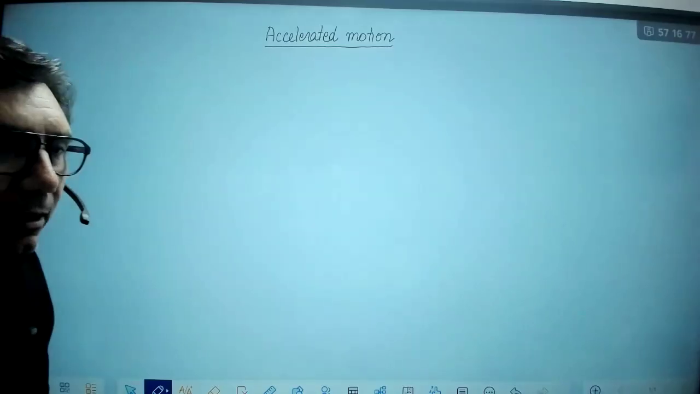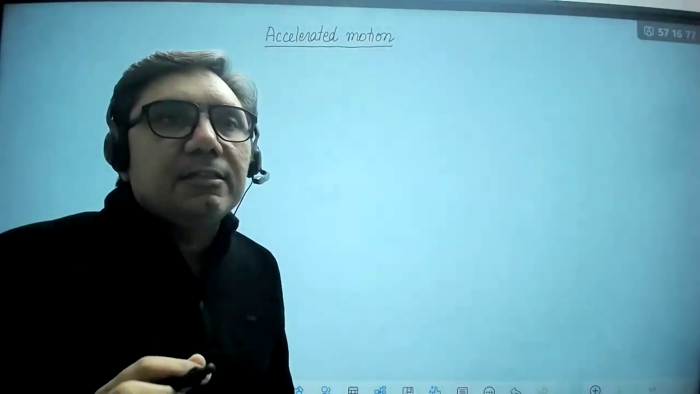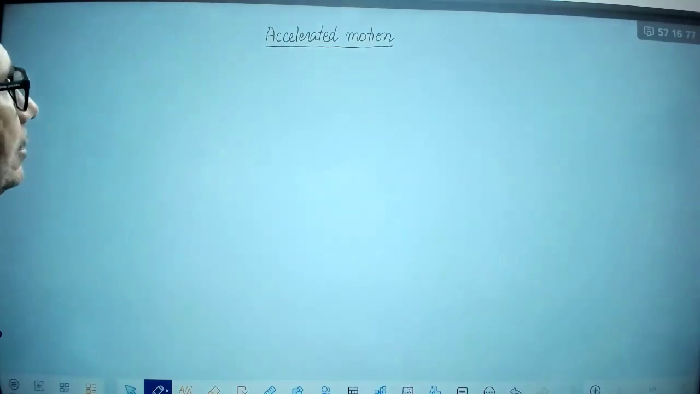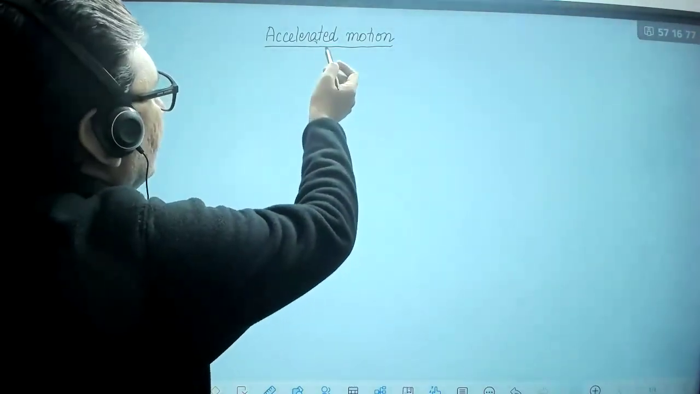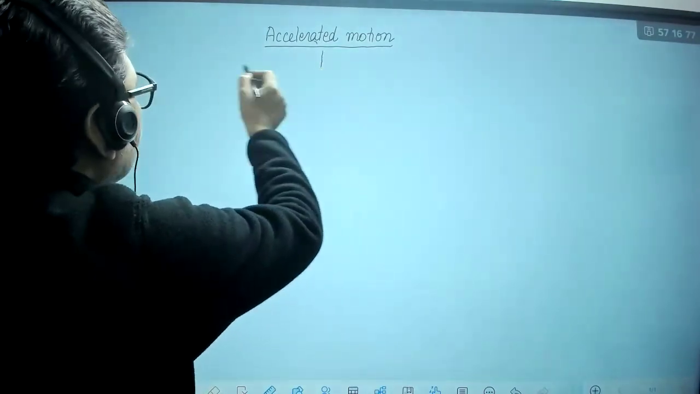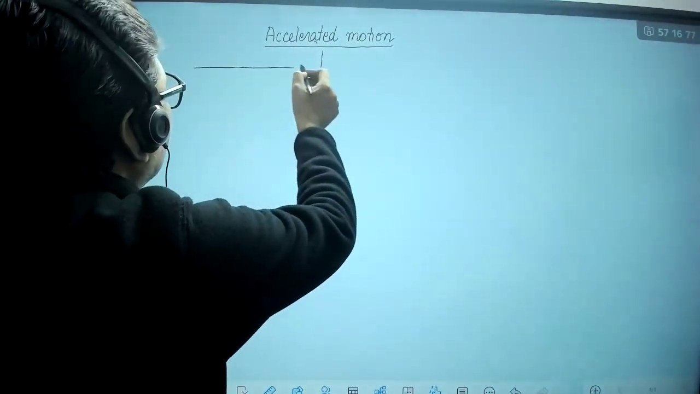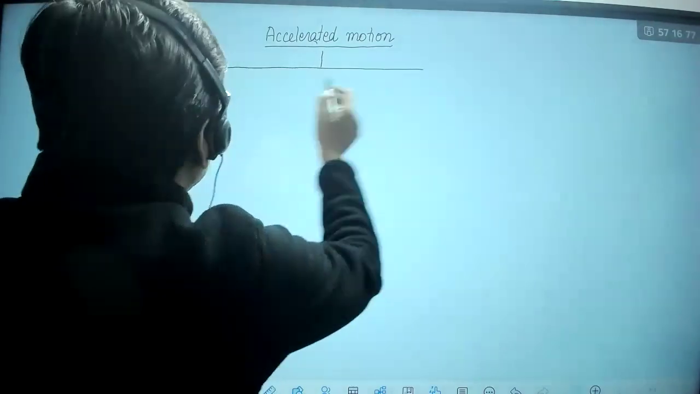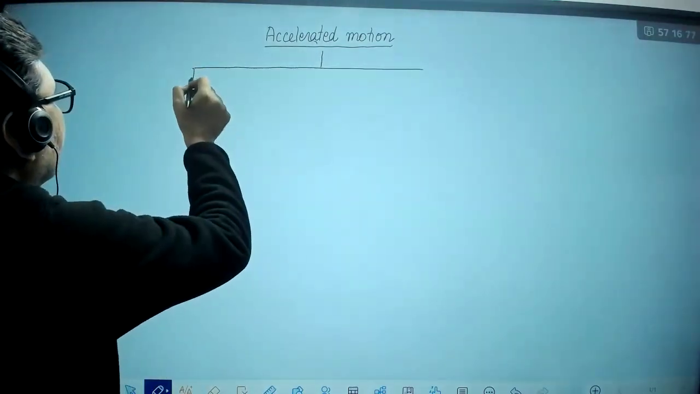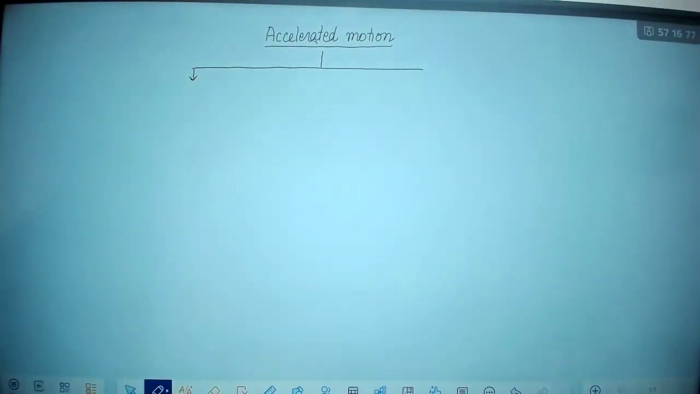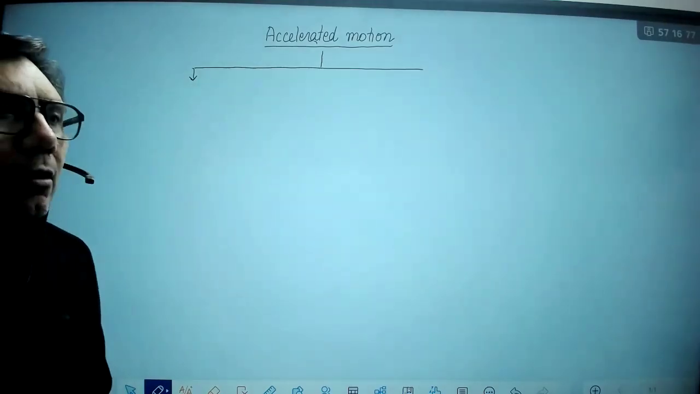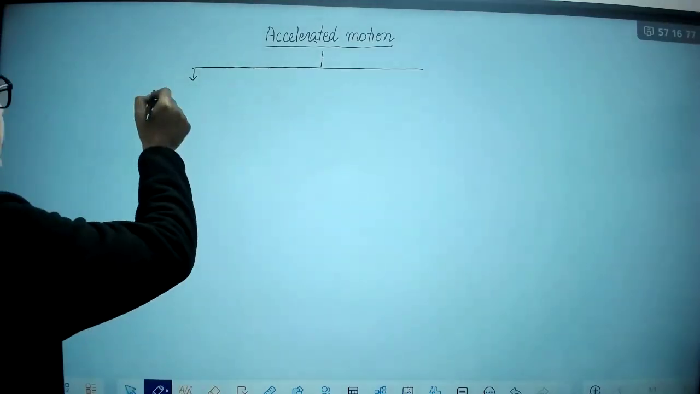In the last class, I was discussing motion in a straight line. So basically, in 1D motion, what is the meaning of accelerated motion? There may be two types of accelerated motion. Can anyone tell me what will be the types of accelerated motion? First is uniform accelerated motion.